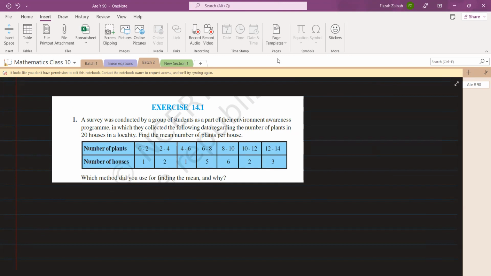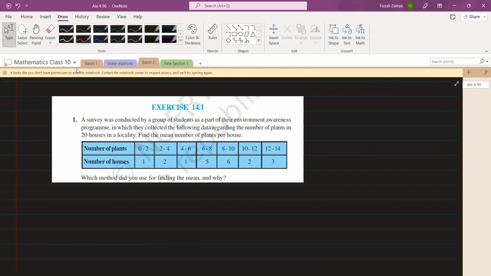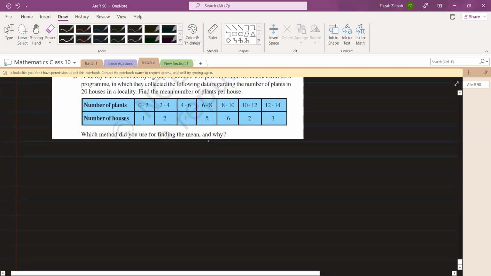Okay, so a survey was conducted. Can you see my screen, all of you? Yes, ma'am. By a group of students as a part of their environment awareness program, in which they collected the following data regarding the number of plants in 20 houses in the locality. Find the mean number of plants per house. So how to do this question?